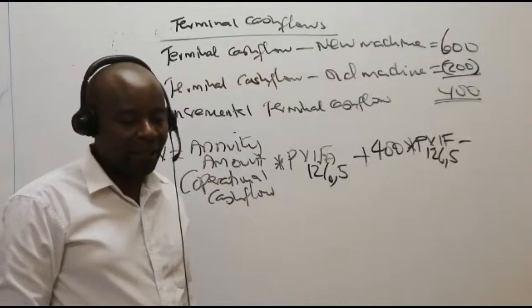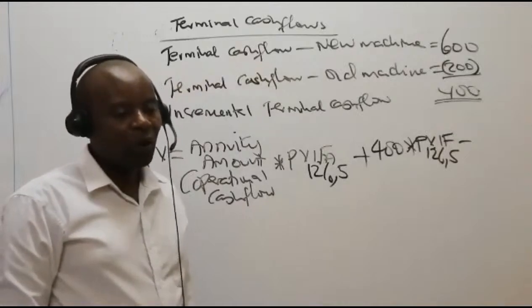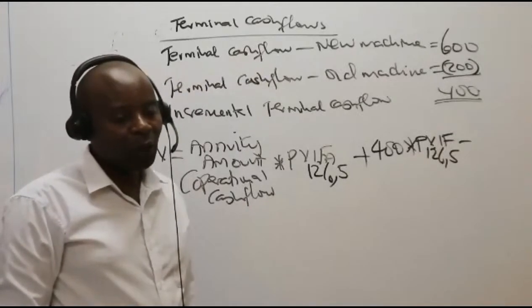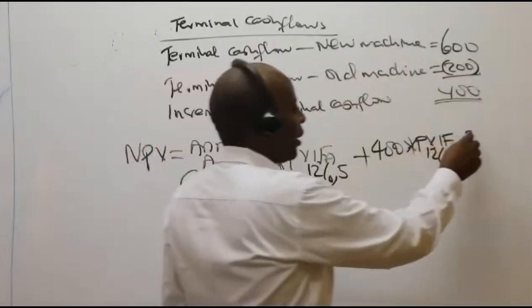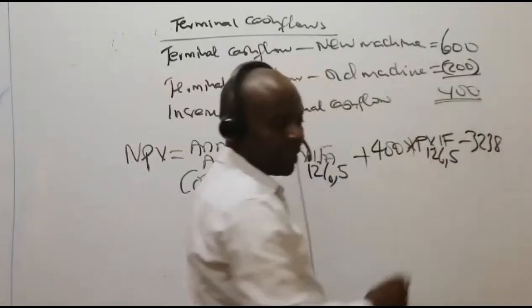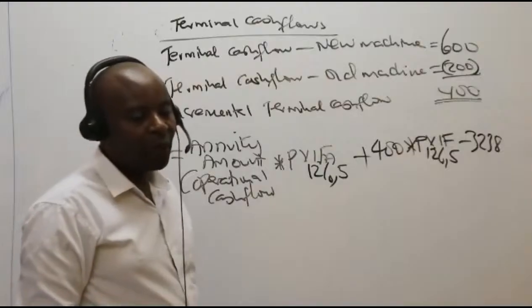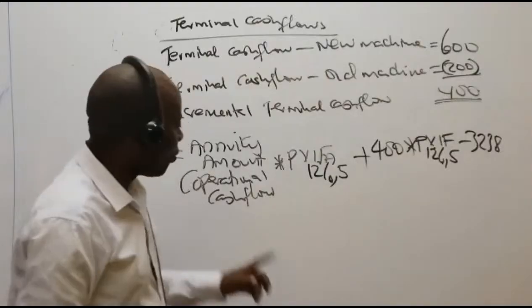Who is able to remind us what the initial outlay was? It was 3238. Remember that the initial outlay is never discounted at all.